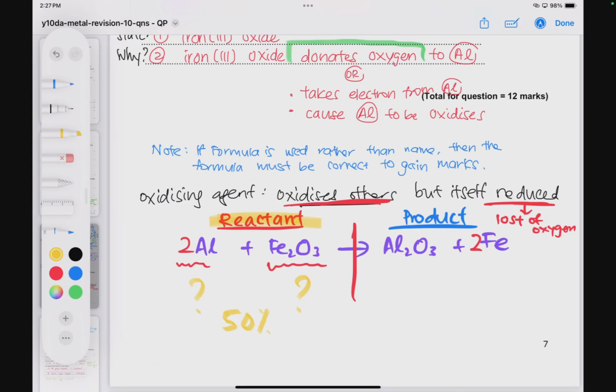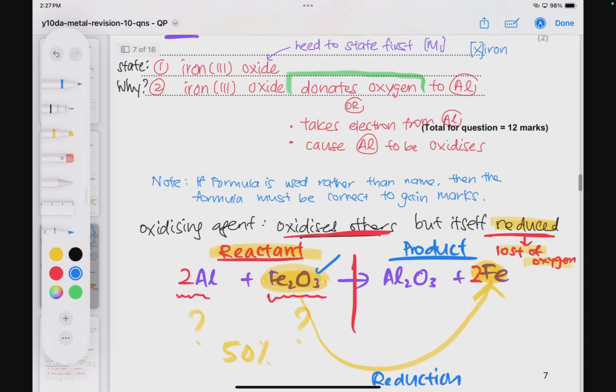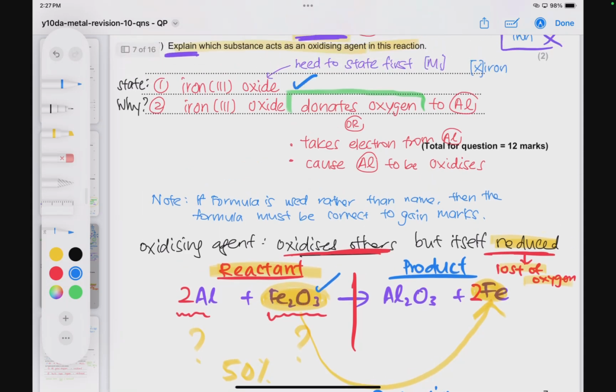Next, you need to know that at the end of the day, this substance is being reduced. That means it's losing oxygen. So the one that's being reduced is actually our iron 3 oxide, because eventually it has no more oxygen, right? So this is known as reduction. So by identifying that Fe2O3 is the oxidizing agent, you would have gotten 1 mark here.